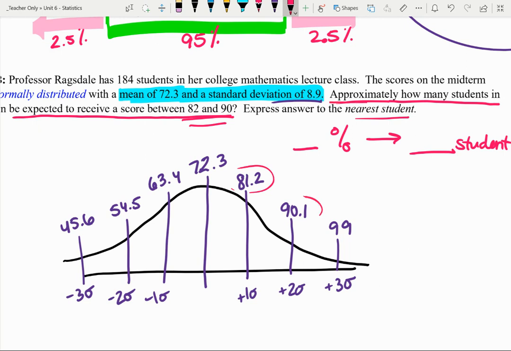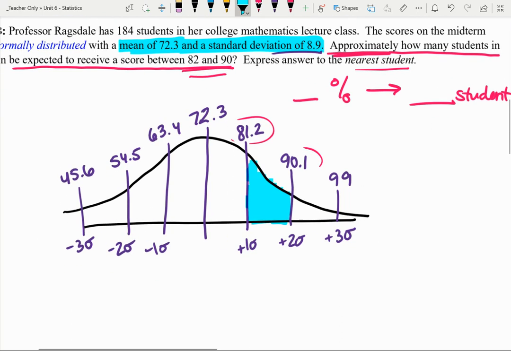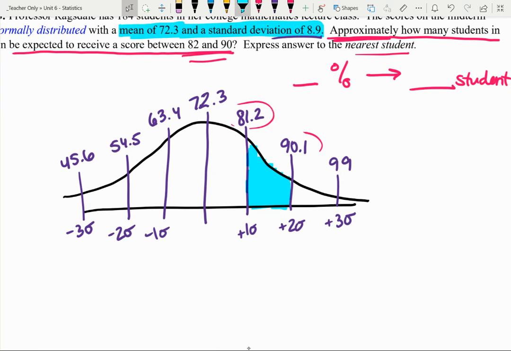So we are approximating. It does say approximately how many students. So we're looking for what is the percentage of this little slice right here. So that's kind of our area of question. And again, we can use the empirical rule.